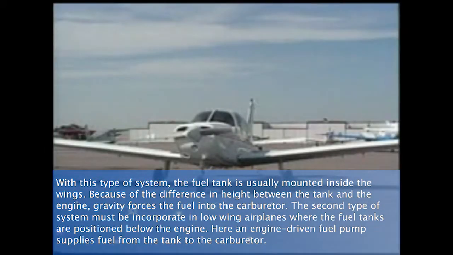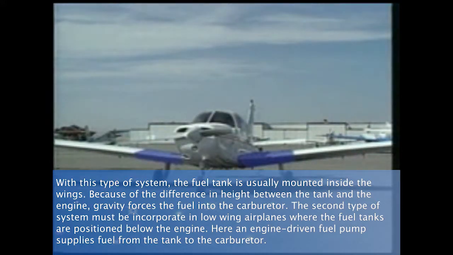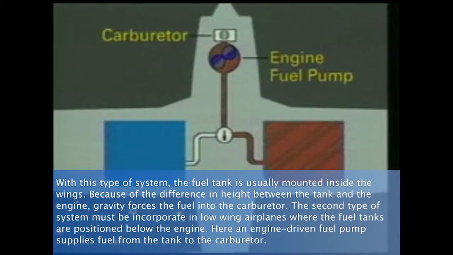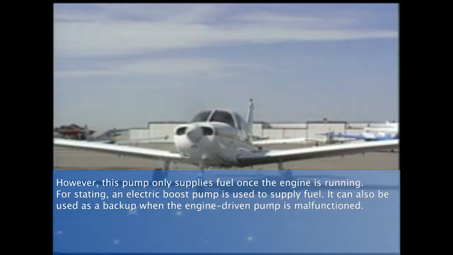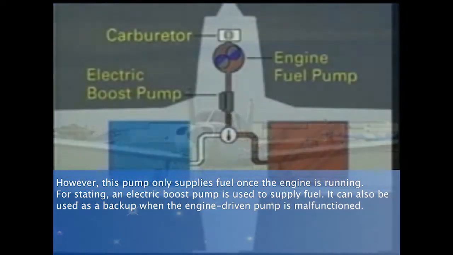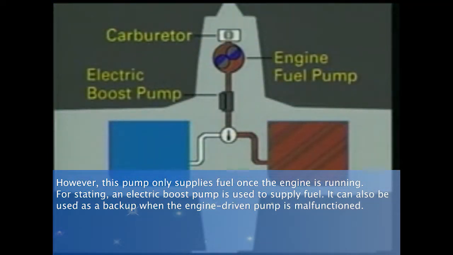A second type of system must be incorporated on low-wing airplanes, where the fuel tanks are positioned below the engine. Here, an engine-driven fuel pump supplies fuel from the tanks to the carburetor. However, this pump only supplies fuel once the engine is running. For starting, an electric boost pump is used to supply fuel. It can also be used as a backup should the engine-driven pump malfunction.